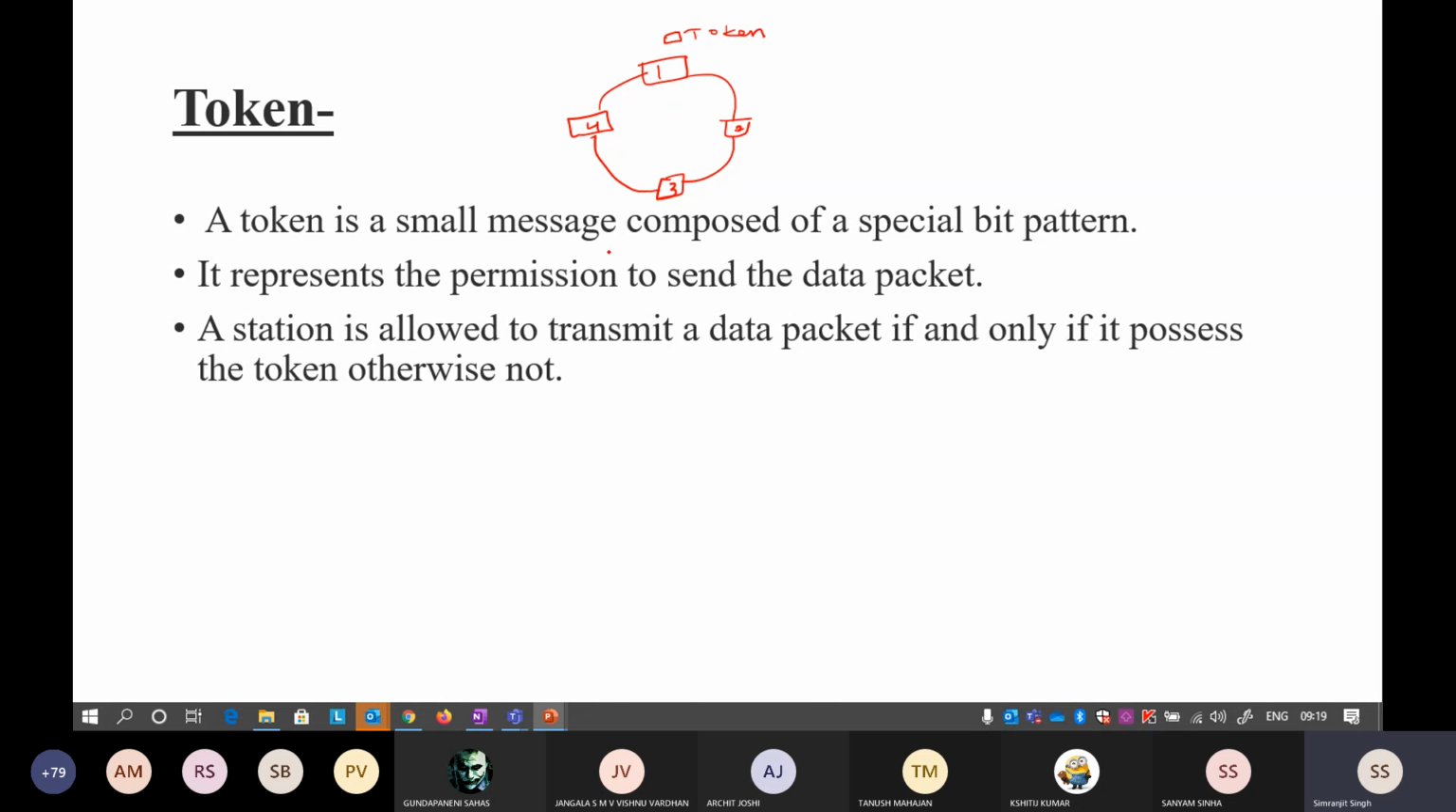So a token is a small message composed of a special bit pattern, a unique pattern. It represents the permission to send the data packet. A station is allowed to transmit a packet if and only if it possesses a token. So this is simple.